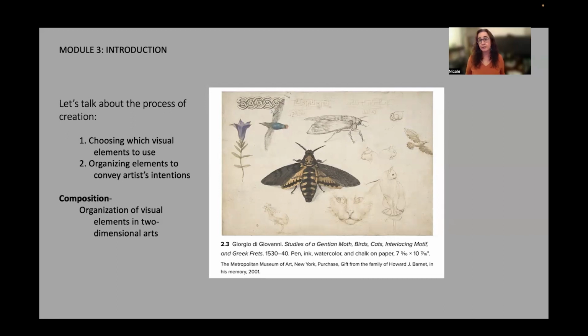So the level of completion of imagery in a sketchbook can really range from fully rendered studies to loose sketches to brief and incomplete studies that were really maybe only about observing or understanding a small portion of something. And what I love about the studies of the gentian moth, birds, cats, and interlacing motif that we see here in the example by Giorgio di Giovanni is that there's a little bit of everything happening on the page. I see oftentimes my students think that the sketchbook should be a place where perfection happens, but we can see from the way the drawings here reflect a thinking process or a curiosity about many different things, each one having somewhat different amount of time put in, perhaps, right? So it's not really about perfection, but about exploration.